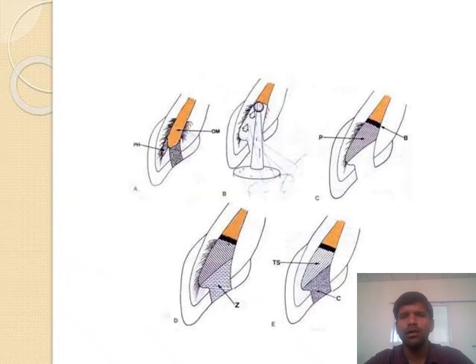Here we see the walking bleach technique, wherein intracoronally we are placing the barrier. We are placing the barrier above the gutta percha in endodontically treated teeth. We are placing the barrier, and above that we are placing the intracoronal bleaching agent.